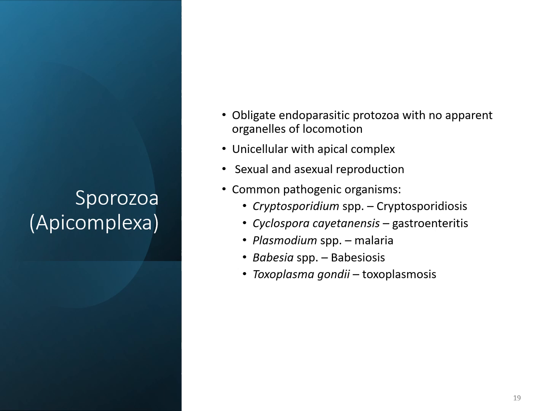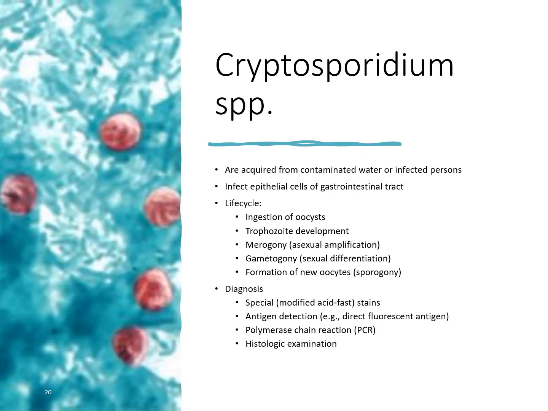Next we'll cover the sporozoa. These are obligate endoparasitic protozoa, and they don't have any sort of organelles that help with their locomotion or their movement. They are unicellular, and they reproduce sexually and asexually. And we've got several of these organisms that we're going to cover.